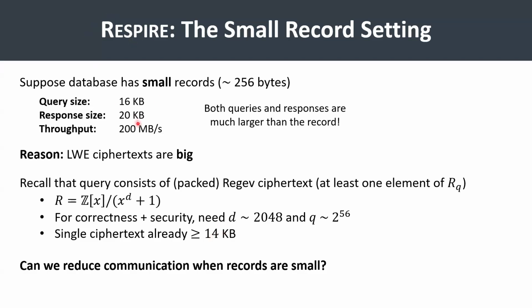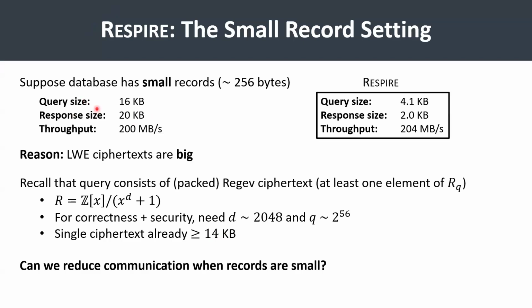And if that's the metric, then Spiral is actually pretty good. It's pretty close to the limit already, right? Indeed, in Spiral, the query and the response each consist of a single ciphertext. So the somewhat surprising aspect in our work on Respire is that we actually break both of these barriers. The query size is only 4 kilobytes, the response size is 2 kilobytes for this particular setting, and the throughput is the same. So we don't pay in throughput, but we get a substantial reduction in both the query size and the response size.